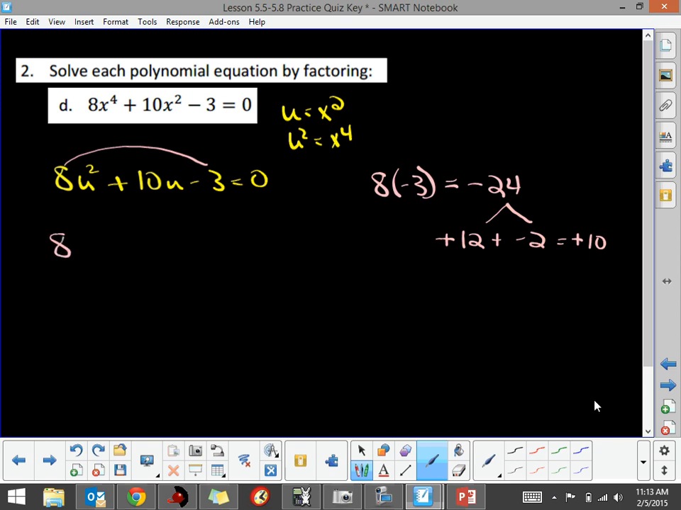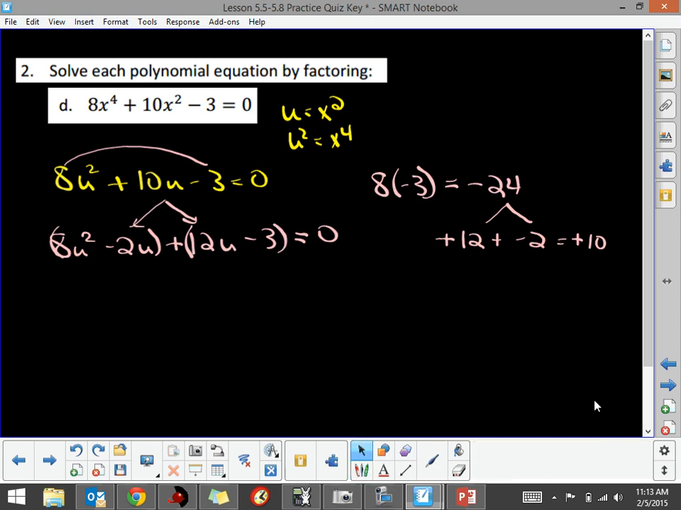So I'm going to go 8u squared, then taking the work that I did to the right, that 10u can be broken up into a minus 2u plus 12u, again being conscious with the negative 1 first, minus 3 equals 0, so that when I group, I've got that positive or addition sign in between the grouping symbols.